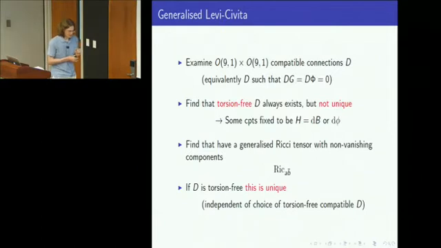So at this point, it's not looking so good, because this is different to how it works out in ordinary geometry. But what we'll find over the next few slides is that we can, in fact, still write a Ricci curvature for these generalized connections. And the magic is that if D is torsion-free, this does turn out to be uniquely defined by the structure. So it doesn't depend on which torsion-free compatible connection you choose to calculate it.